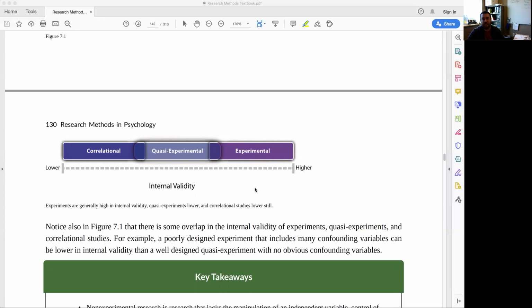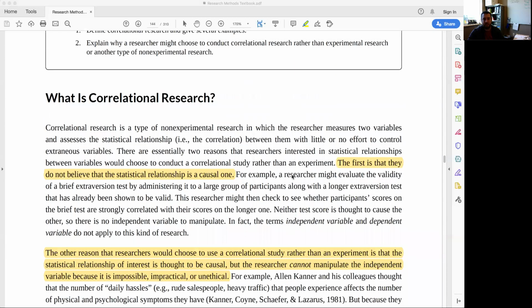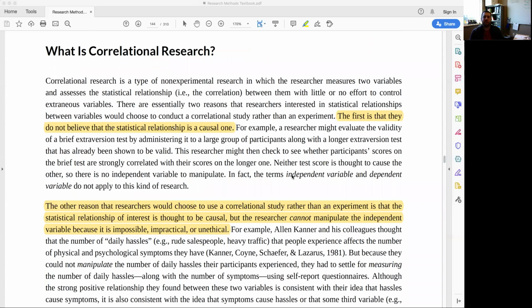Again, not saying it's a bad design, just want to make sure that it's crystal clear that we can still gain valuable information and valuable resources through these types of designs. It just is not the same as an experiment. And sometimes it doesn't need to be the same. So we'll look at correlational research first. Correlation is the idea that you have two variables that are related in some way to one another.